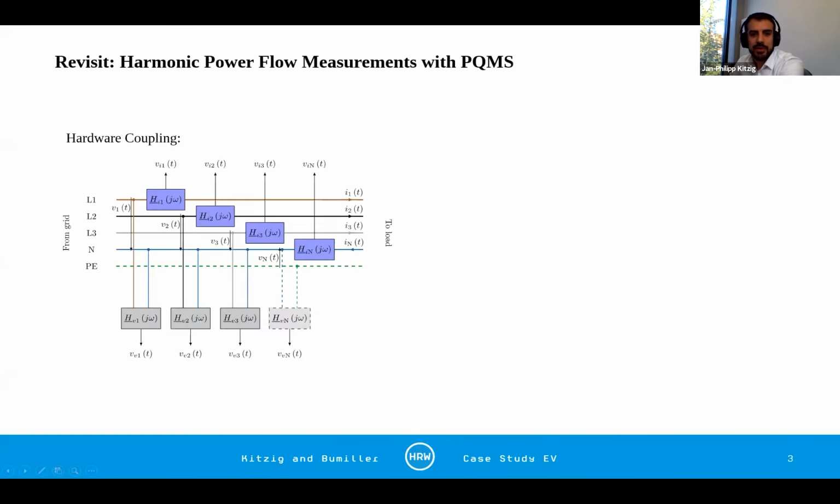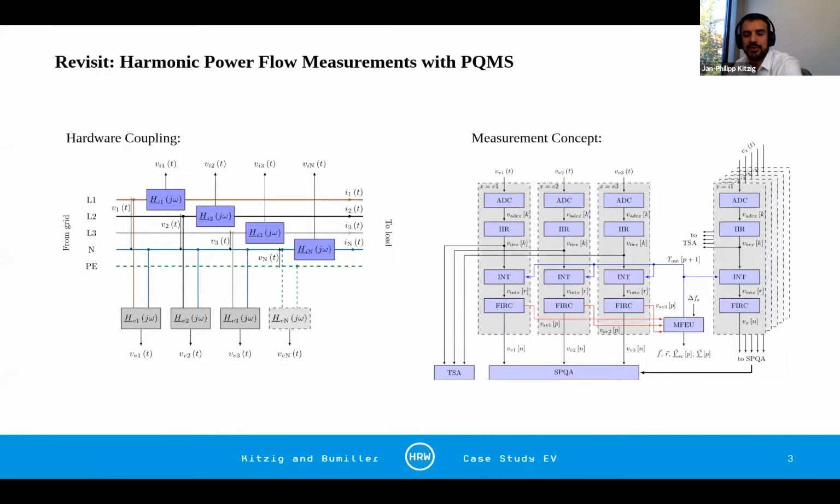Okay, just a short revisit. We introduced last time this power quality measurement system, or PQMS. The aim of this PQMS was to provide very high resolution in time and in frequency, very highly resolved signals for spectral analysis of current and voltage, and to perform harmonic power flow analysis.